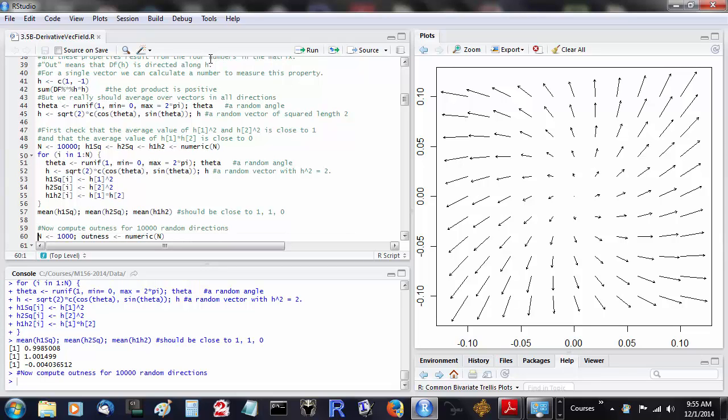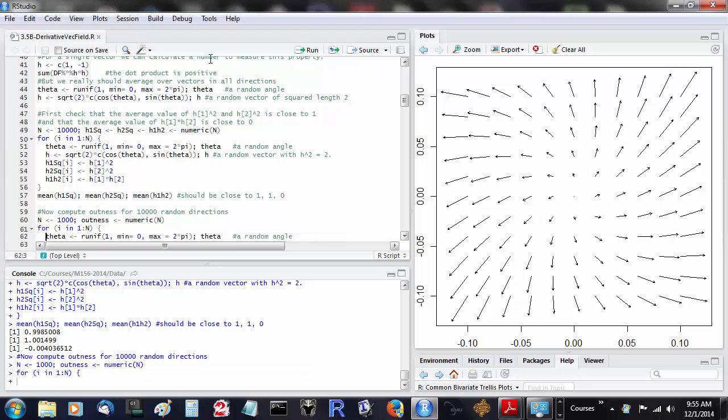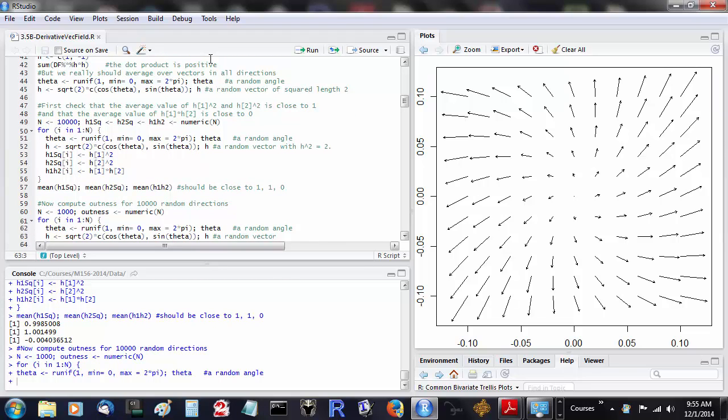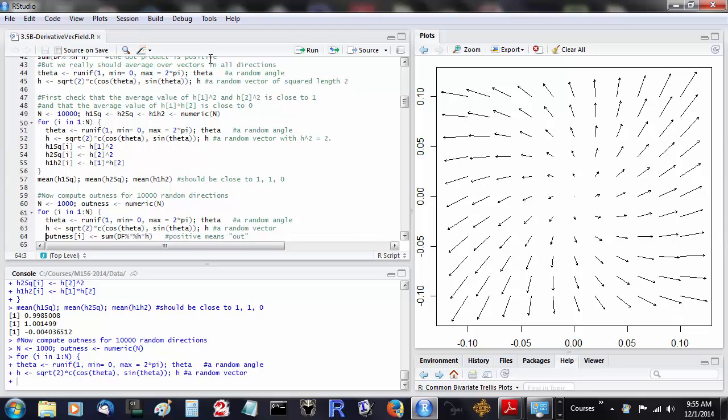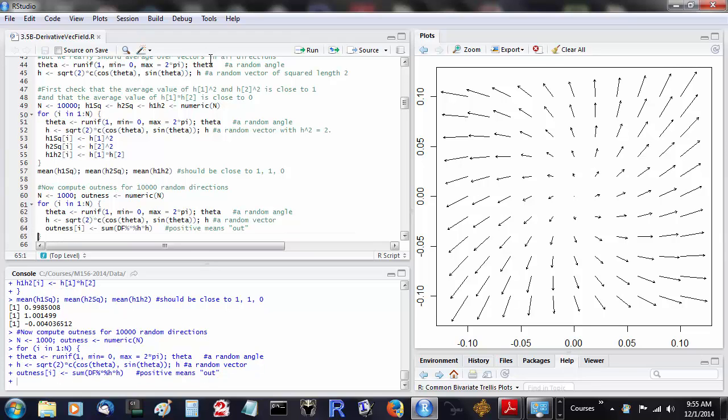Now we can try this idea, but instead of looking at squared components, what we will do is take the dot product of df acting on h with h itself. If this is positive, it means the vector field is pointing out. Negative means it's pointing in.